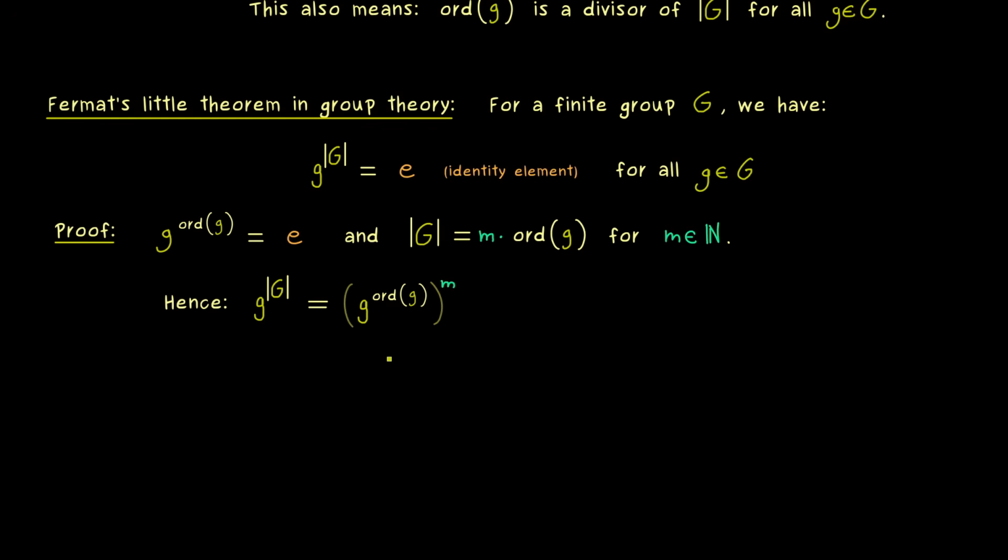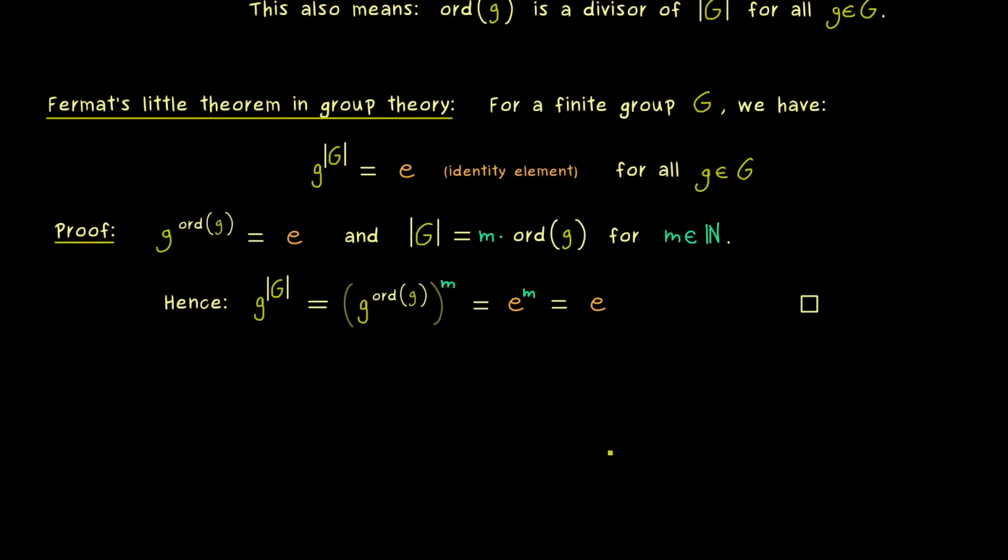This simply means that we can write this repeating of the group operation in two steps. However, now we already know that in the first step we already have our identity element. In other words, we have the identity element e to the power m, which is the identity element again. And that's it. This is the whole proof of Fermat's little theorem in group theory. So quite simple, because we have already done all the work before.